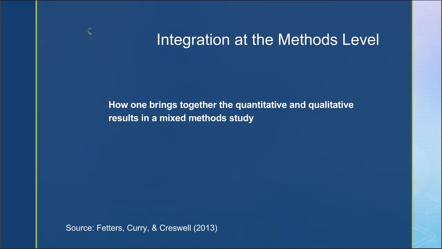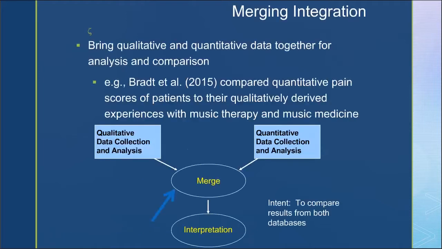So integration at the methods level, which is going to be my focus, is how one brings together quantitative and qualitative results or methods in a mixed method study. And I want to talk about these three different types: merging, connecting, and building, and then link these different procedures or strategies for integration to joint displays that we might be able to create.